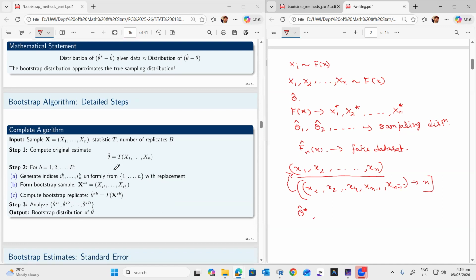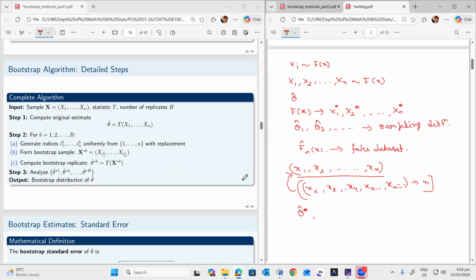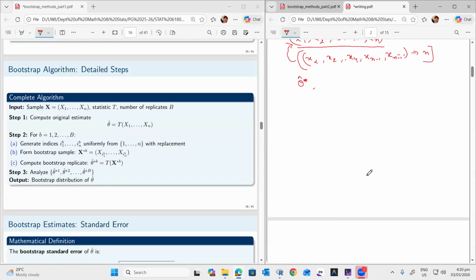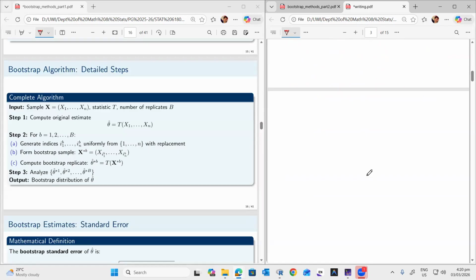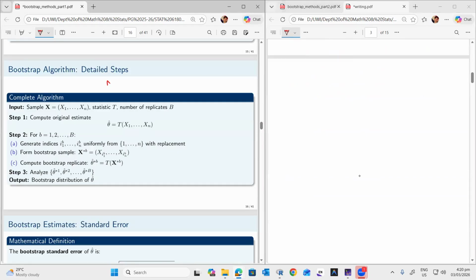So now we will talk about the bootstrap algorithm, how it works. We are talking about the bootstrap algorithm under the non-parametric inference. This is the method under the non-parametric setting.